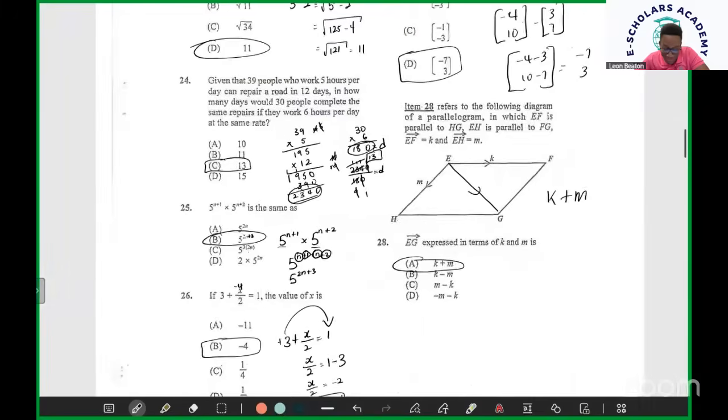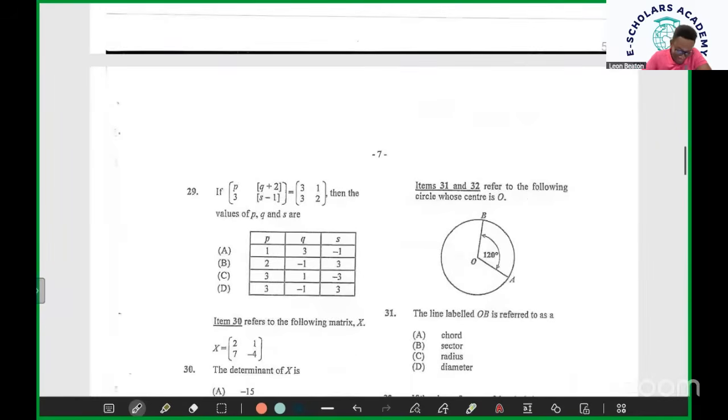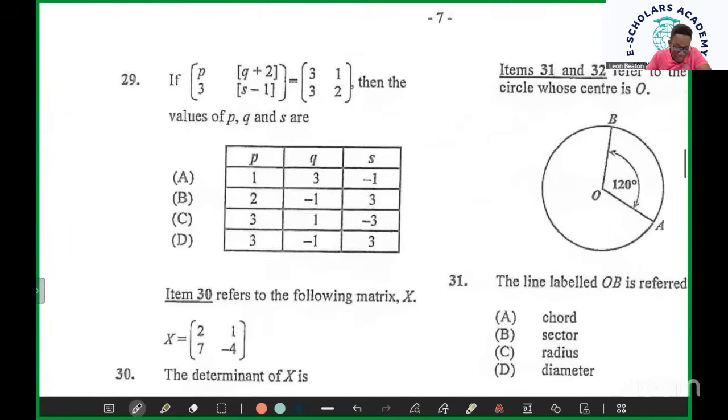Somebody say, hope they don't put in vectors. They will, right? All right, item 29.